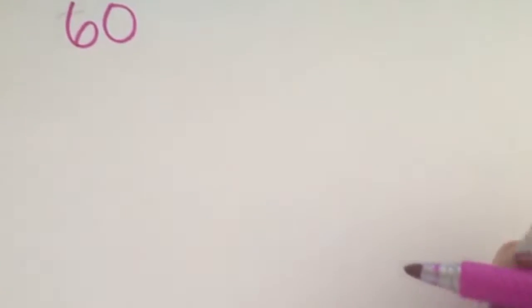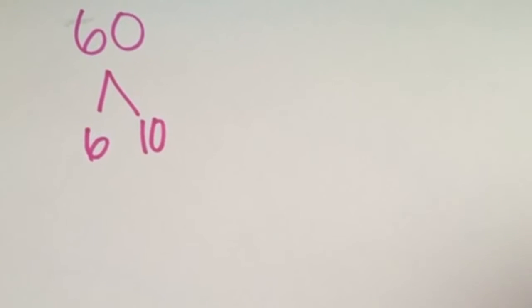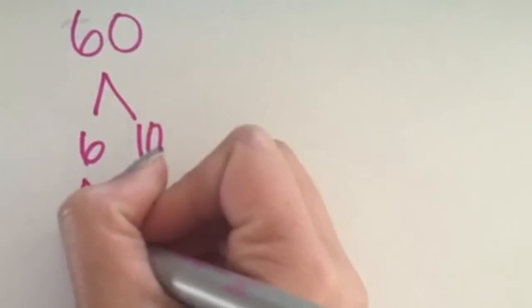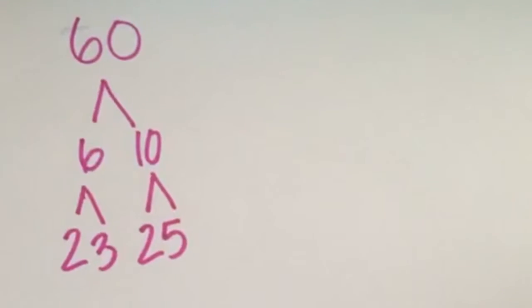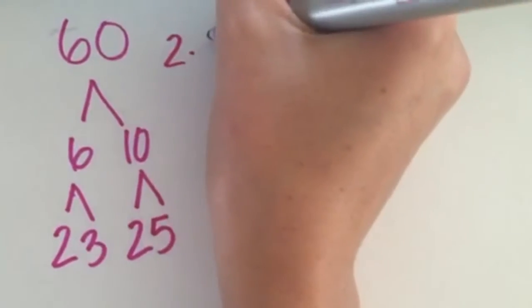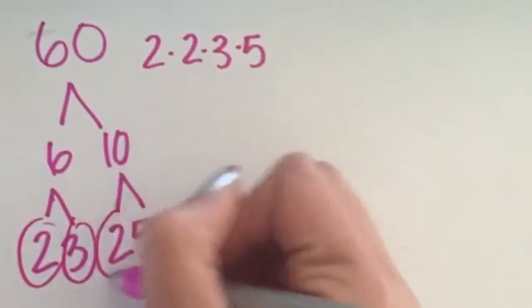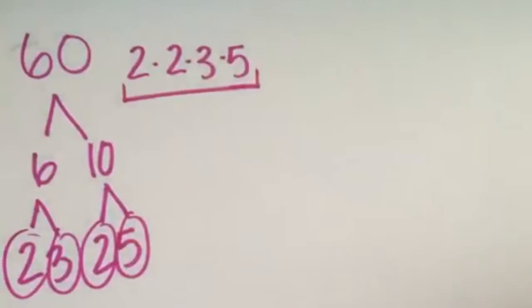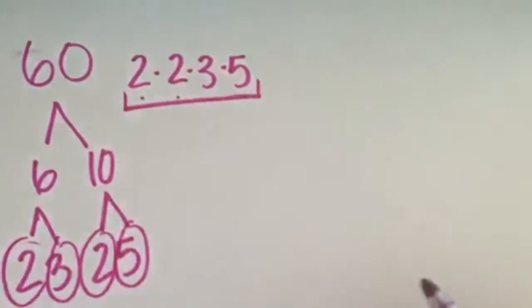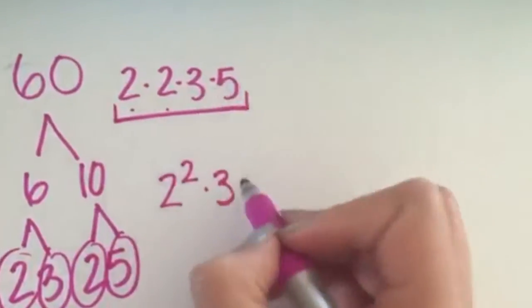Let's also consider the number 60. 60 is not a prime number. You can multiply 60 by 6 and 10. 6 and 10 are not prime either, so factors of 6 include 2 and 3, and factors of 10 include 2 and 5. So the prime factorization of 60 is 2 times 2 times 3 times 5, because all of these numbers are prime. So this is the prime factorization form. And then to write this as a power, you're multiplying 2 twice, 3 once, and 5 once.